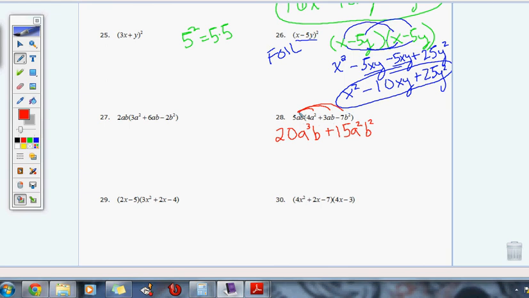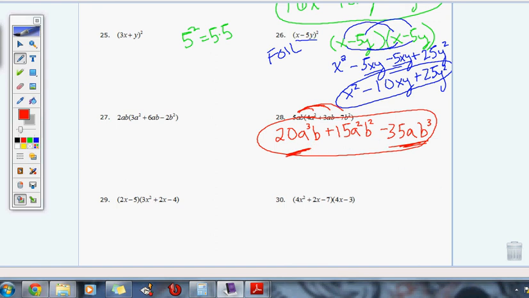Now we bring through positive 5 times negative 7, negative 35. A times, oh, no other a there, so I just leave the a. B times b squared is going to give me b cubed. And that is as far as we can go, because if you look at it, be very careful. This one here and this one here are not like terms. They're not same variables, same exponents, so we can't go any further.